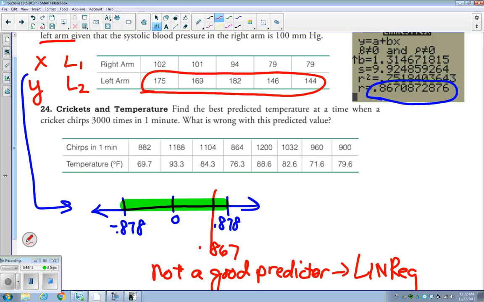It failed my test. Okay? Right, because that's what I want the prediction of, the left arm. So I'm just going to take the left arm data and find the mean, because my linear regression is not a good predictor. Okay? Now, you could do it that way, absolutely. Okay? Sound good? I could simply just add them all up and divide by 5, right? That's my mean.